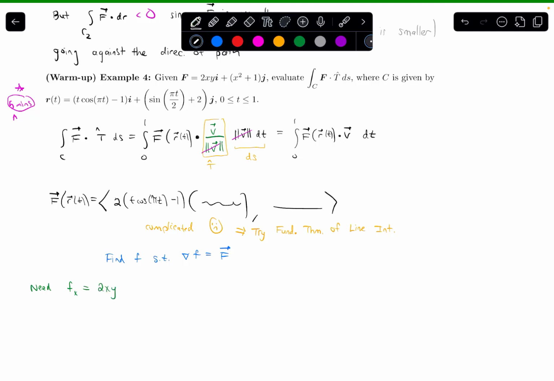Okay, let's start with that. Now let's do the antiderivative. I'm going to do the antiderivative with respect to x, meaning I'm treating x as a variable and the y gets treated as a constant. So the antiderivative of 2x would be x squared. So I'd get f equals x squared.